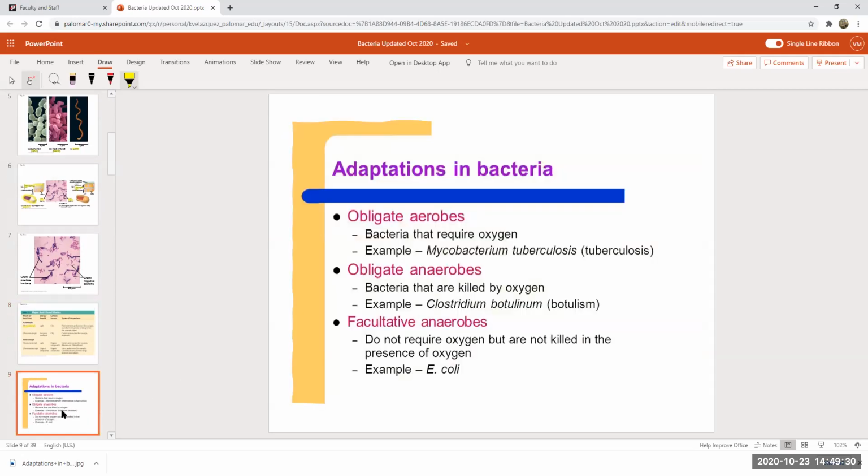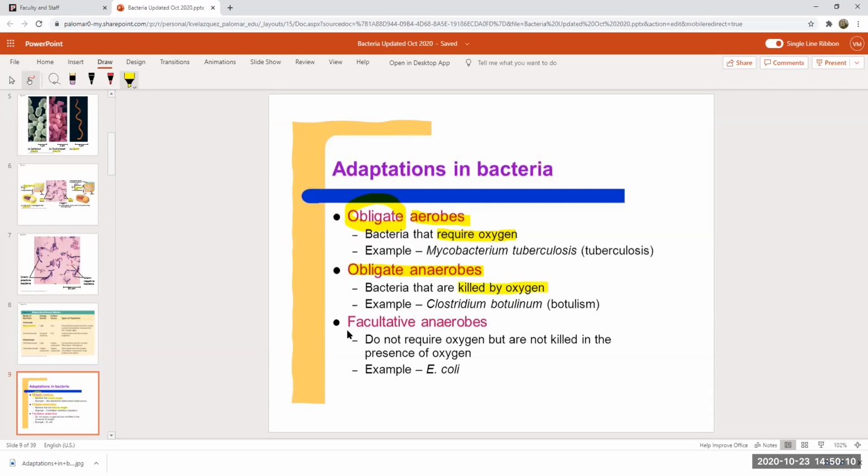Oxygen requirements in bacteria vary. So some bacteria require oxygen. And remember, aerobic means with oxygen. And obligate means you're obligated to this lifestyle. So if you're an obligate aerobe, it means you must have oxygen to survive. So these bacteria require oxygen versus obligate anaerobes. Remember, anaerobic means without oxygen. So they're obligated to have a life without oxygen. In fact, they are killed by oxygen.